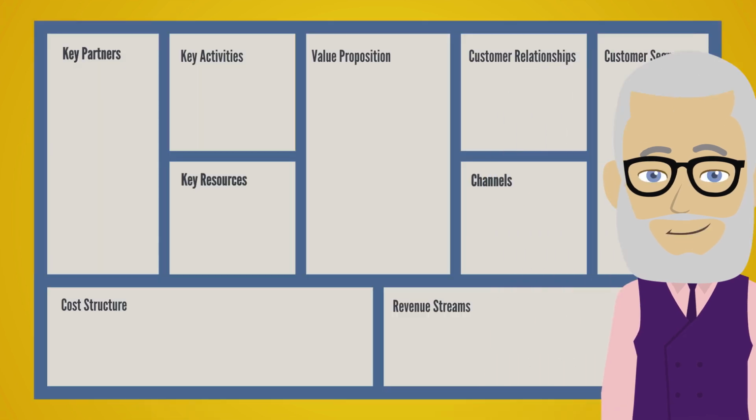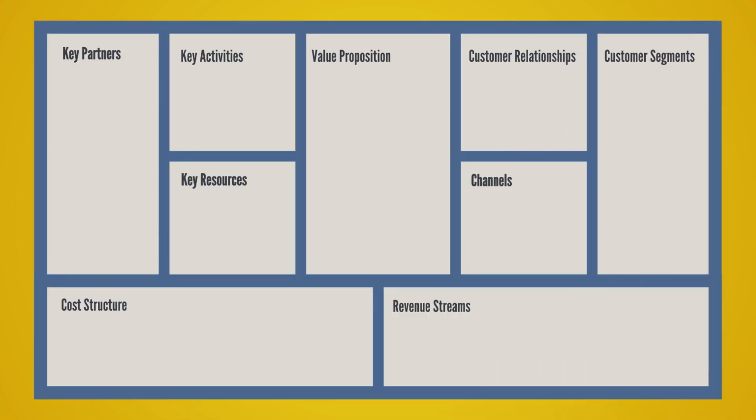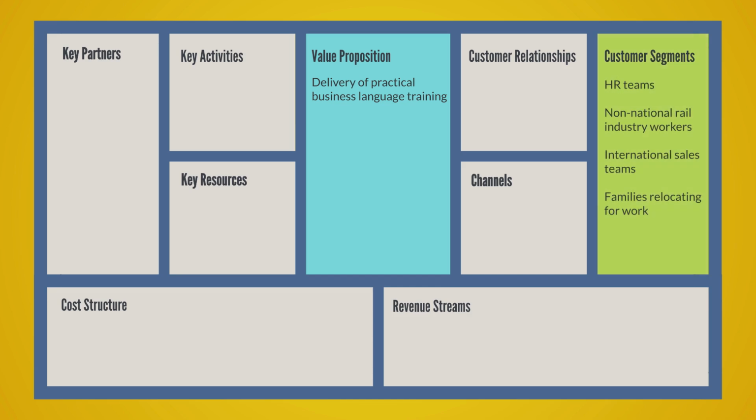Optima started as a specialist in languages. In 2005, the value proposition was still one of delivering language training that was practical for businesses. Optima mainly contracted with HR teams and delivered within the target segments of non-national rail industry workers, international sales teams, and helping to prepare families relocate for work. That required high levels of personal assistance and account management in terms of client relationships.